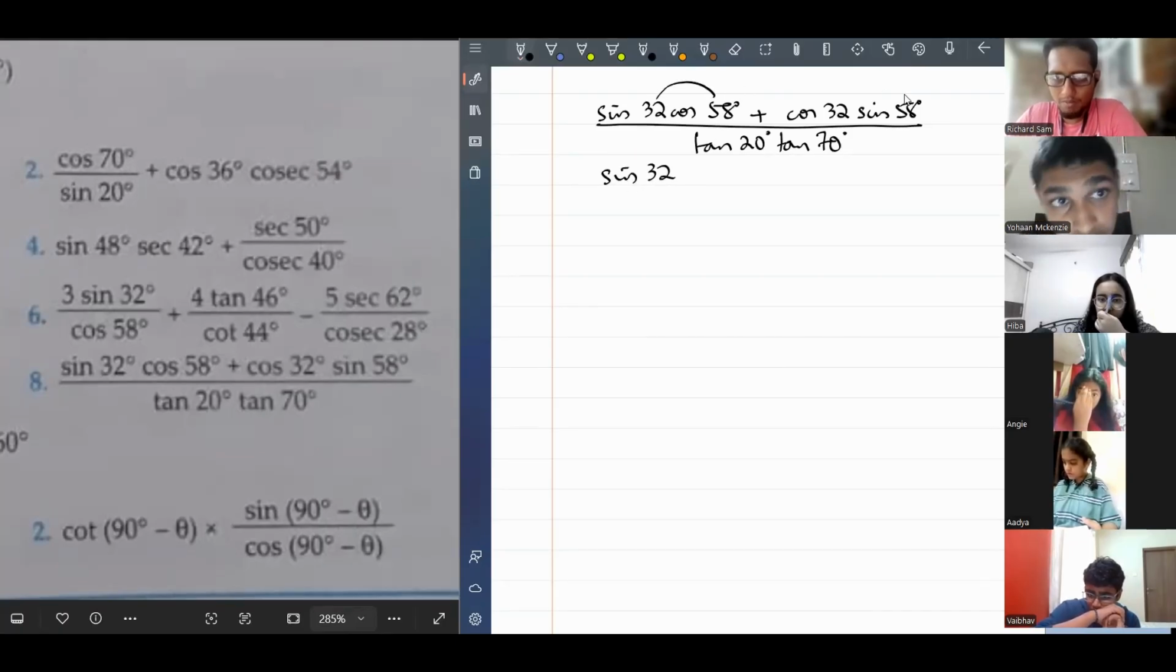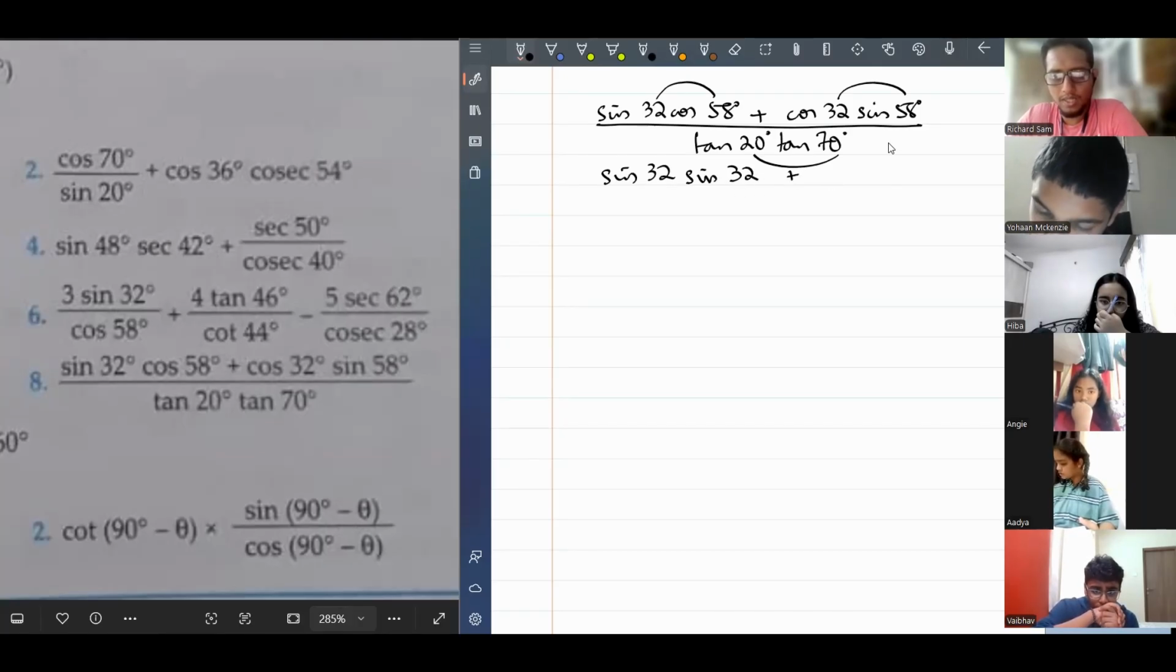See, the numbers which become 90. Okay, I'm just marking those. These are the numbers which add up to 90. So those numbers you will change. Sine 32, we leave it as it is. Cos 58 can be written as sine 32. Right. You can do the same thing for this also.